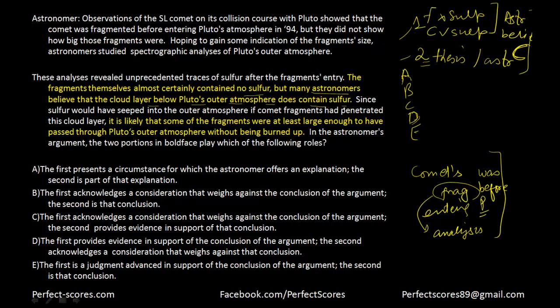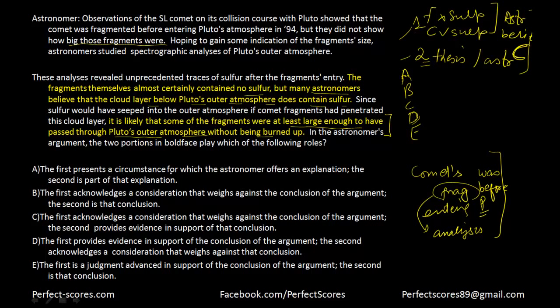And that is the conclusion that some of the fragments were at least large enough to have passed through Pluto's outer atmosphere. Now remember, why we were doing this analysis was to find out how big those fragments were, and since now we have predicted that they were at least large enough, that means this is the conclusion of the entire argument. So let's go ahead and look at option A.